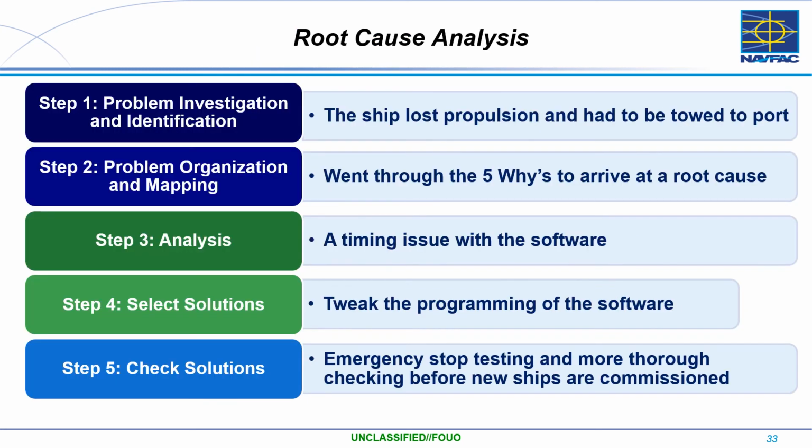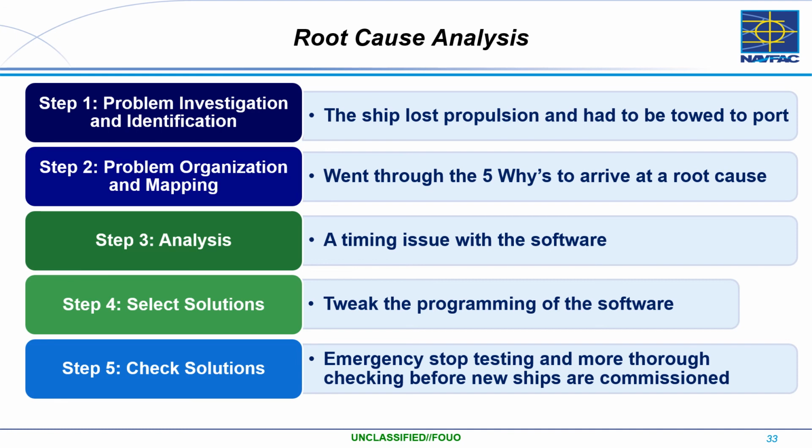Let's go through a summary of the steps of the root cause analysis that was done in this case to arrive at the root cause and the appropriate solution. Step 1 was problem investigation and identification. The problem was that the ship lost propulsion and had to be towed back to port. In steps 2 and 3, problem organization and mapping and analysis, we went through the 5 whys to arrive at a root cause, which was a timing issue with the software.